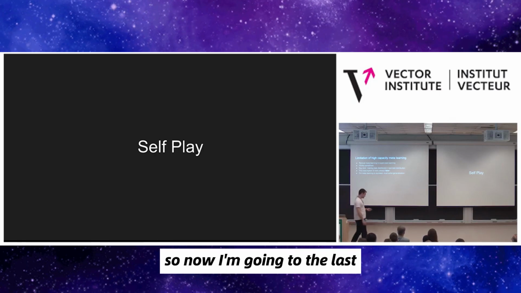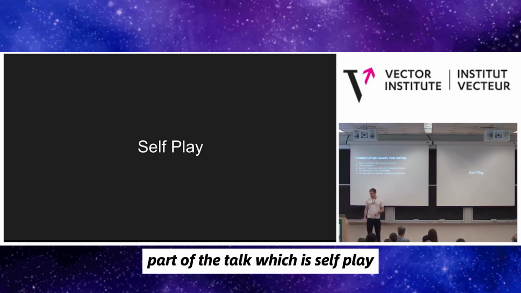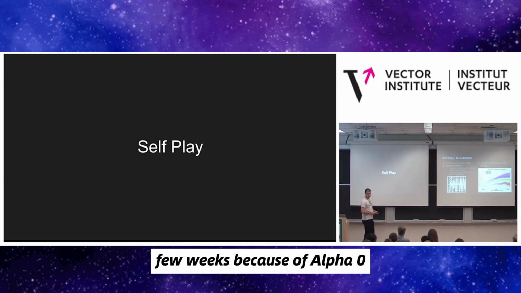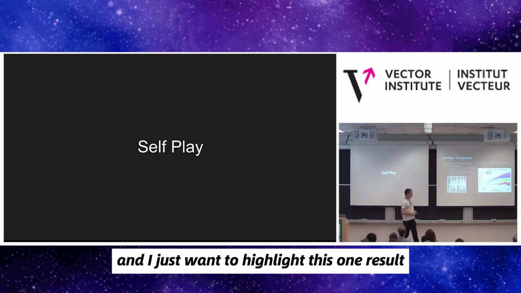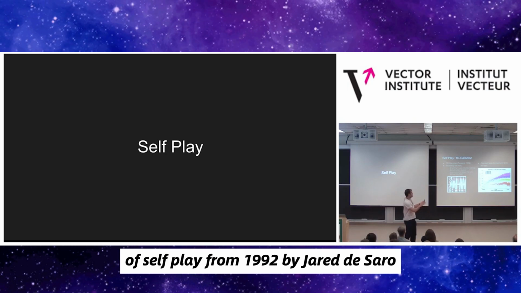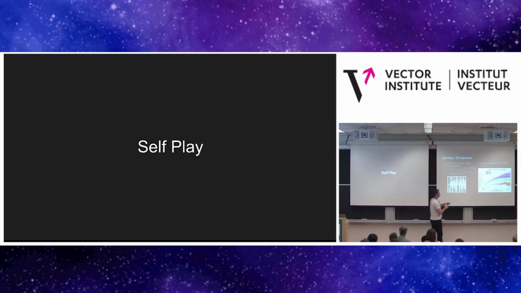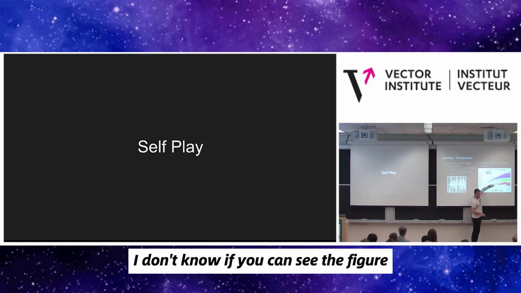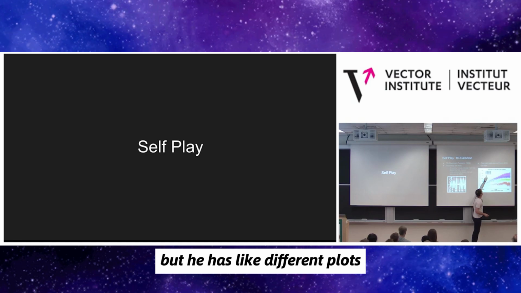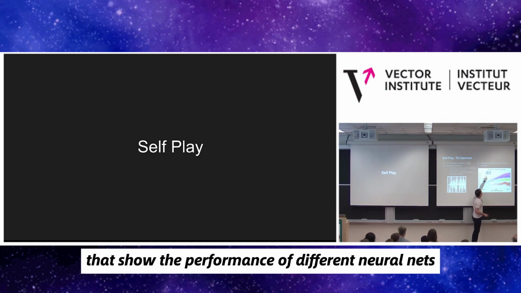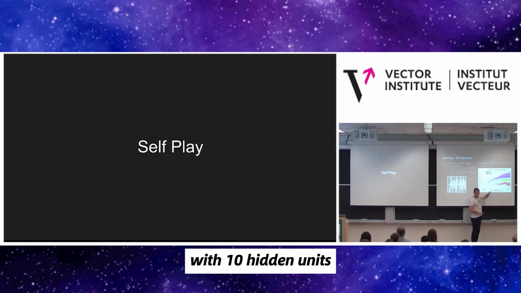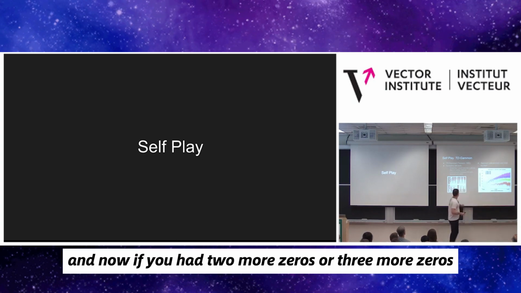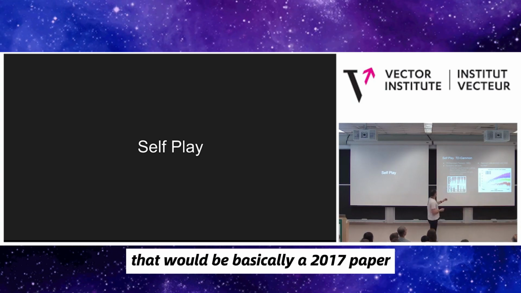Okay, so now I'm going to the last part of the talk, which is self-play. And I think self-play is the coolest thing ever, and it became a lot more popular over the past few weeks because of AlphaZero. And I just want to highlight this one result of self-play from 1992 by Gerald Tesauro, which looks, so I don't know if you can see the figure, but he has different plots that show the performance of different neural nets with 10 hidden units, 20 hidden units, 40 hidden units, and 80 hidden units. And now, if you had 2 more zeros or 3 more zeros, that would be basically a 2017 paper.